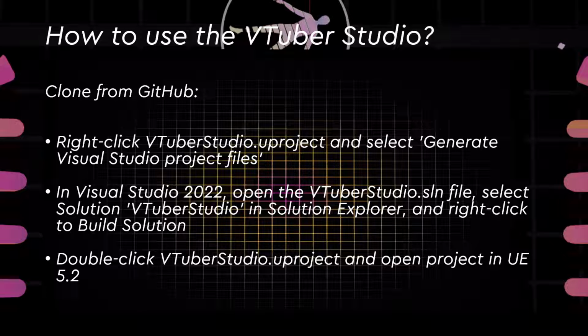So to quickly clone the Vtuber Studio project, you just have to clone from our GitHub page. And once it's all downloaded, you can then right-click the Vtuber Studio uProject and select Generate Visual Studio Project Files. In Visual Studio, you can then build solution to then open up the project in Unreal Engine directly.